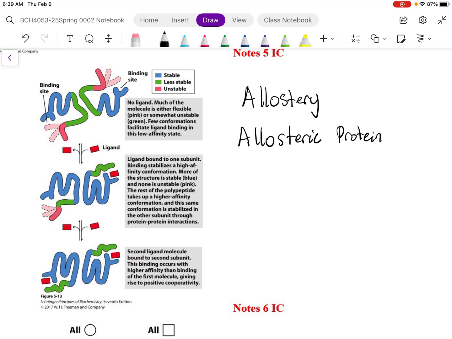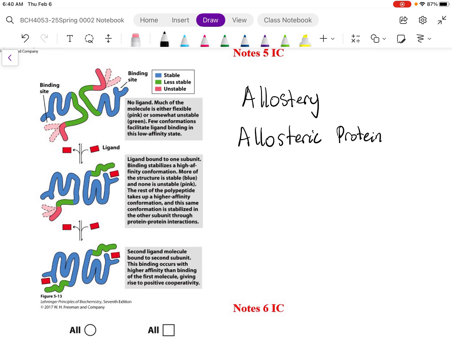So let's bring this back. Oxygen: the first oxygen binds, and then what does that do to the second binding event? It makes it a higher affinity. So that oxygen molecule is a modulator because it's modulating that second binding event. And modulators can have two effects. In hemoglobin, the first oxygen binds, and it makes the second binding event stronger, or higher affinity.